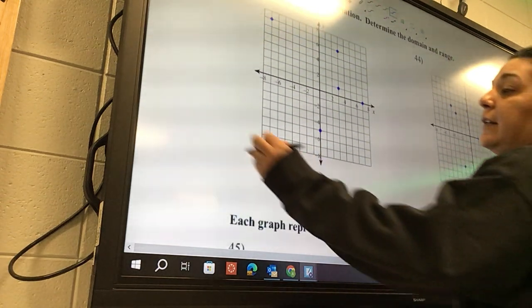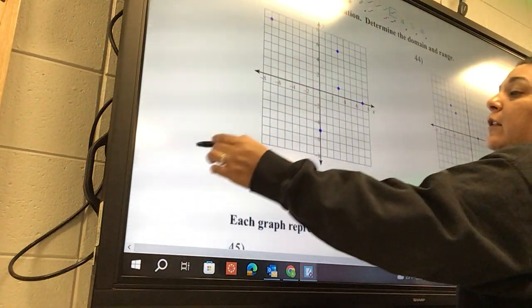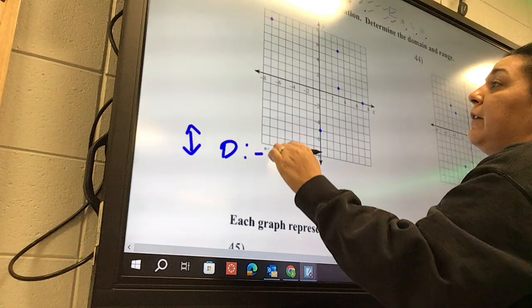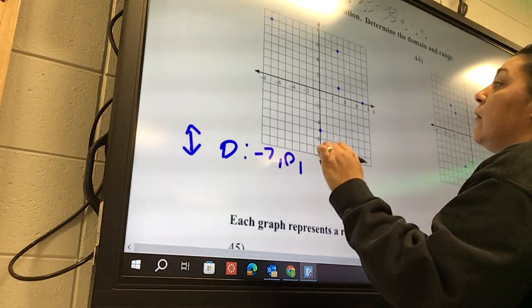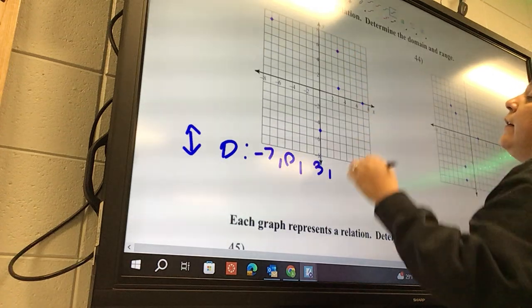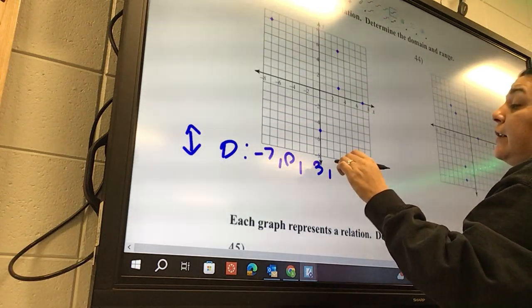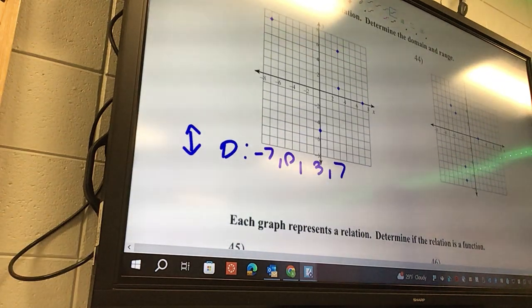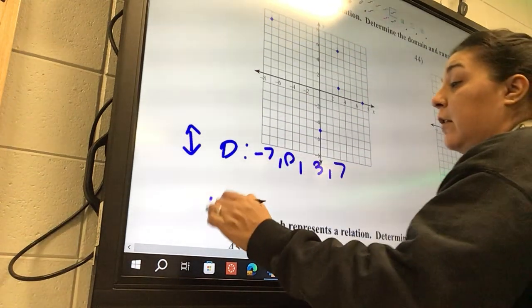Okay, the domain is gonna be all the x values, so we look up and down for the domain. Okay, so -7, 0, 3, 3, which we don't write down, and 7. So is this one a function? Are there two dots stacked on top of each other? Yes, there are, so no, it's not gonna be a function. So this one, my answer has to be no.